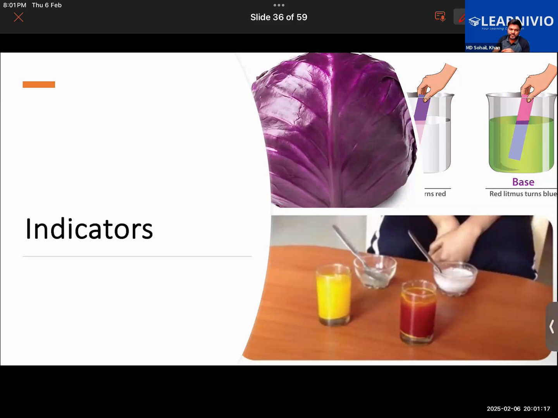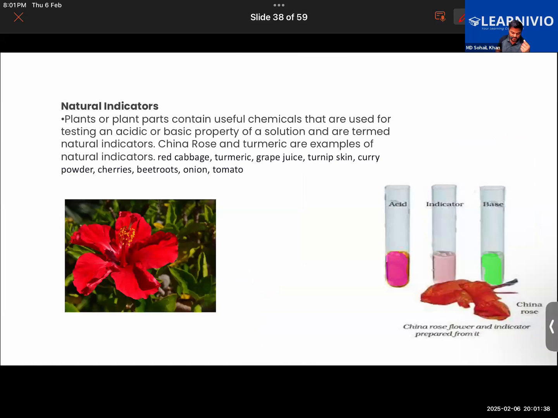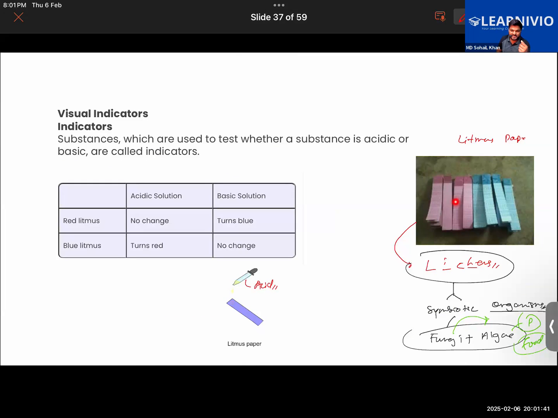Based on this, we have different types of indicators. Some of them are natural indicators, some are synthetic. Some are obtained from natural products like cabbage leaf, turmeric powder, China rose petals. So those are natural indicators. Even litmus paper is extracted from lichens, right? Where can we get litmus paper?